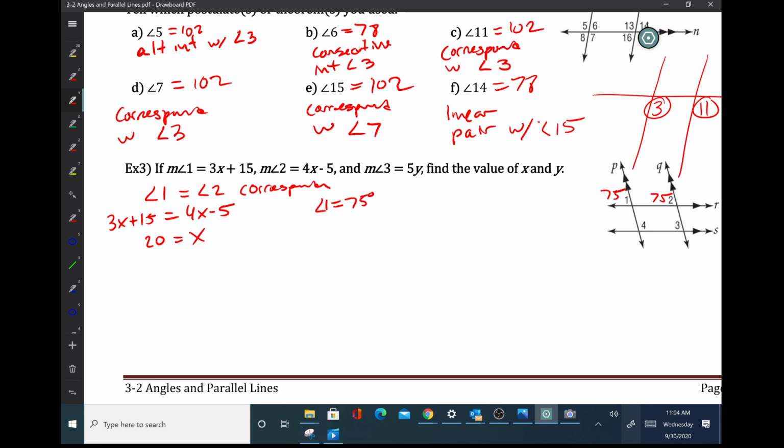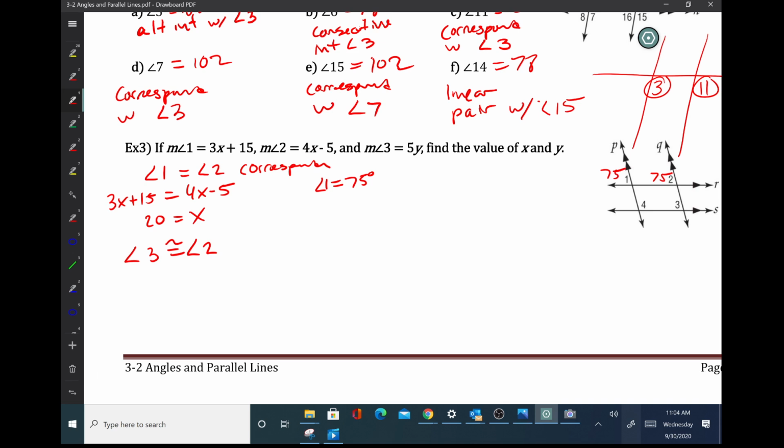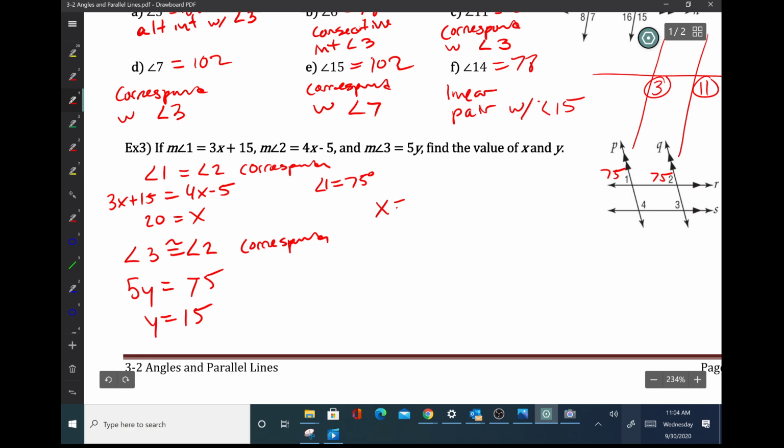Angle 3, it should be equal to 1 and 2, right? Okay, so angle 3 is congruent to angle 2. Why? Isn't it because they're corresponding? Yes, they're corresponding, right? So that means that 5y must be equal to 75, right? So y must be equal to 15. So x is equal to 20, y is equal to 15.